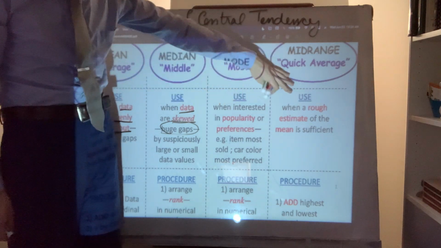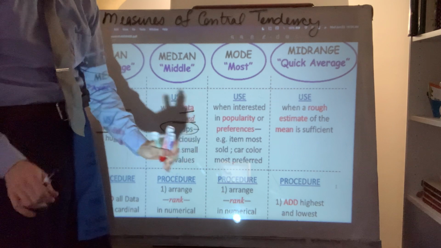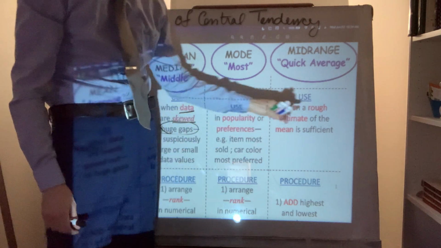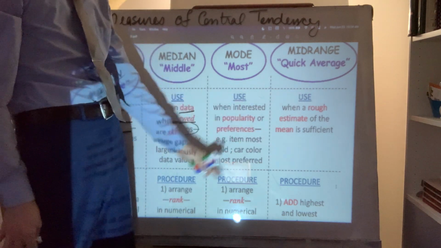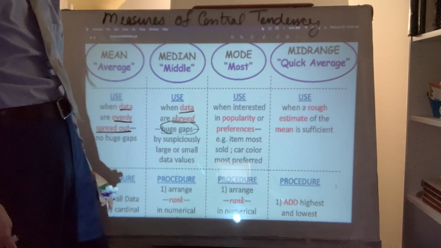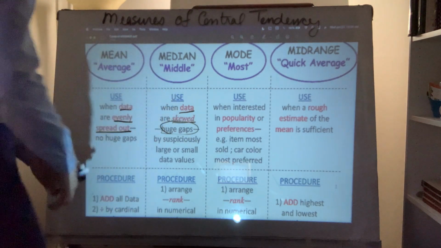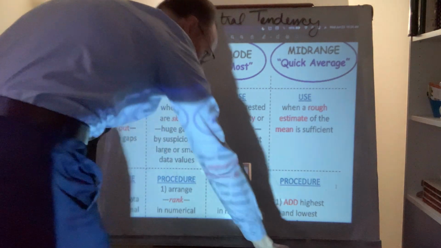Mid-range, this is useful when you need just a rough estimate, as long as that's sufficient. All right, you're just getting a rough idea. Why? Because it doesn't really use all of the data, it just takes into consideration the highest and the lowest value and then averages those two. All right, now, underneath these, you'll see some procedures which are useful.